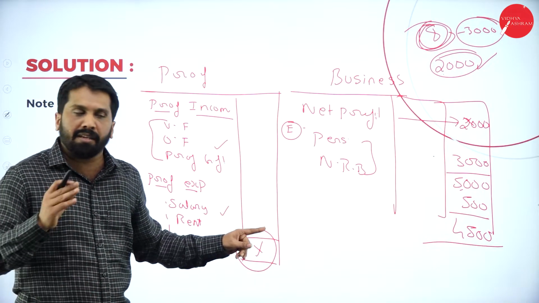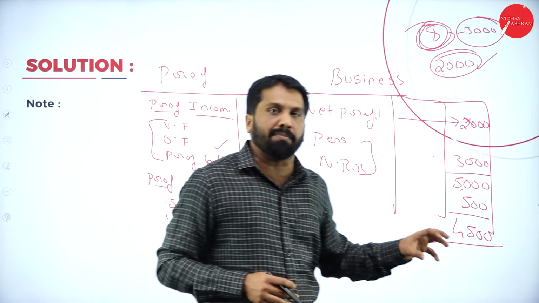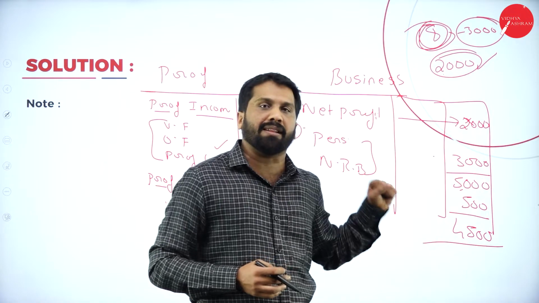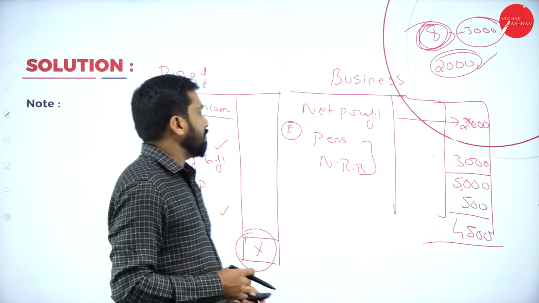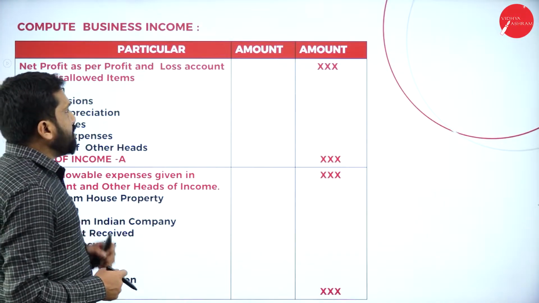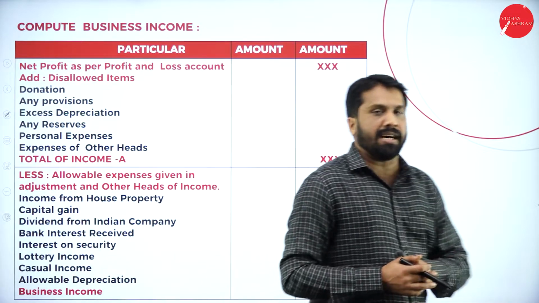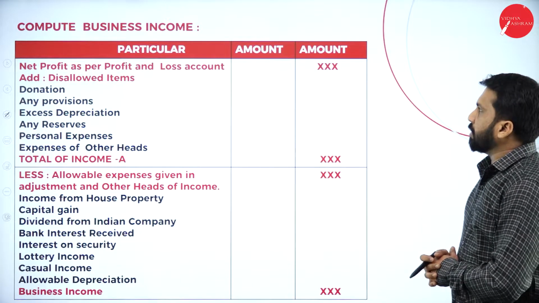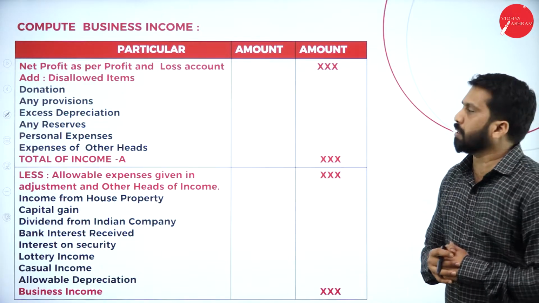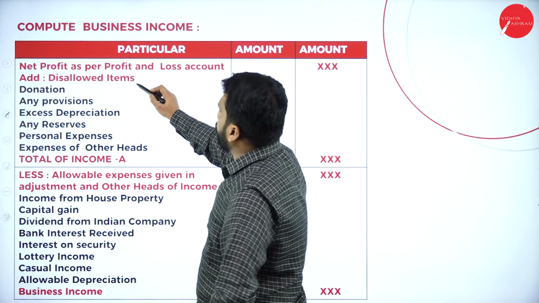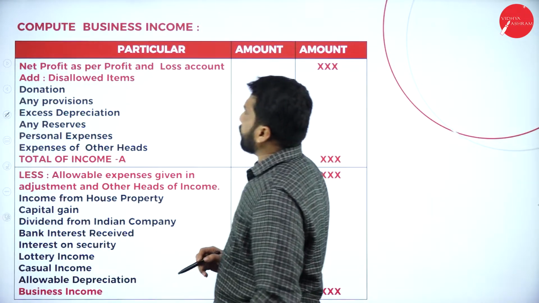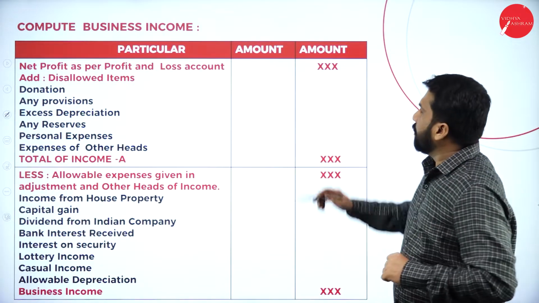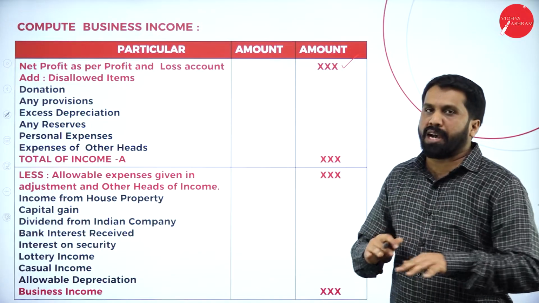Hope you're clear. Yes. So later I'll give you an example problem. We'll work it out, and you will understand better how to do it and what the calculation is. Clear? Yes. Now, this will be your format for business or profession. Now, compute business income, particulars as well as amount. Now, net profit as per profit and loss account. As I told you, you have to start your problem with what? Net profit. Write your net profit.